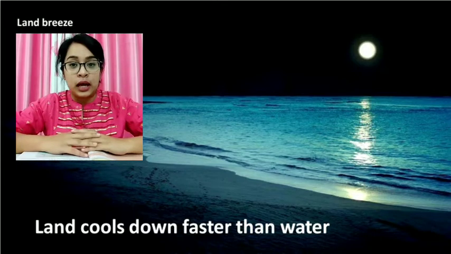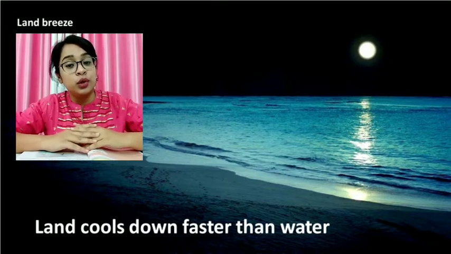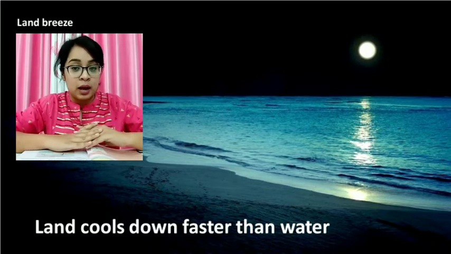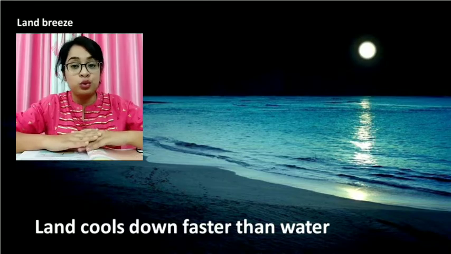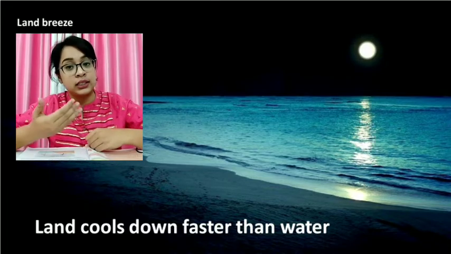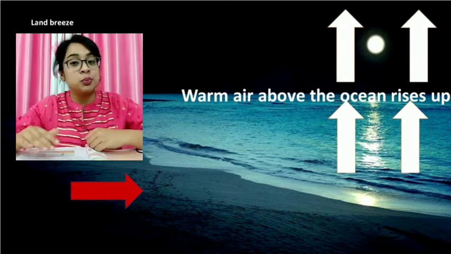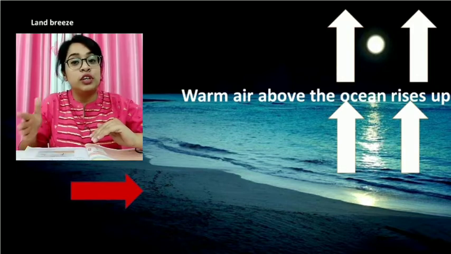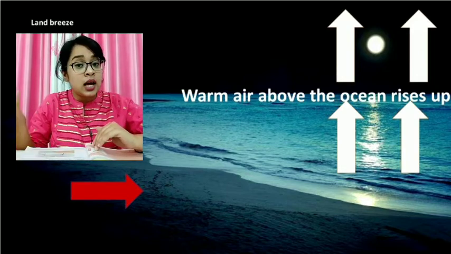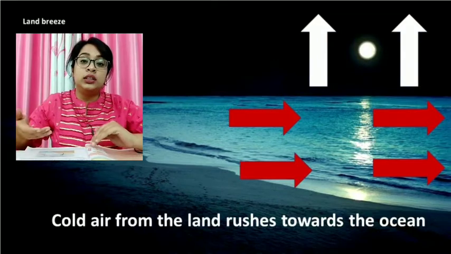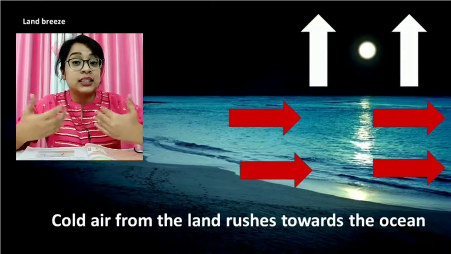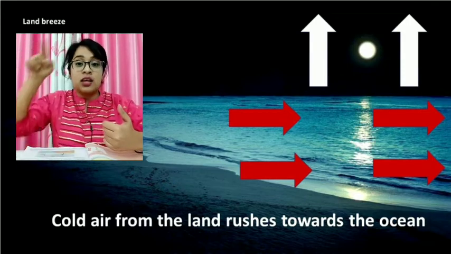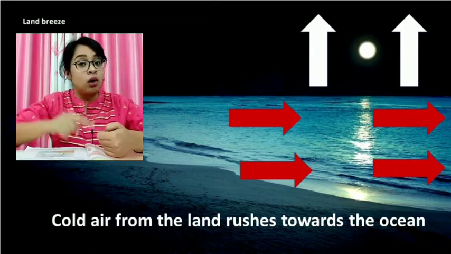During night time, what happens? The land gets cooler very fast, whereas the ocean water remains warm. So the air above the warm ocean water gets the heat and rises up. In the same way, a vacant place is created. Then the air above the land rushes to fill that vacant place. And again when it comes in contact with the warm ocean water, it gets heated up, and again it rises up. In the same way, again the cycle goes on and on.